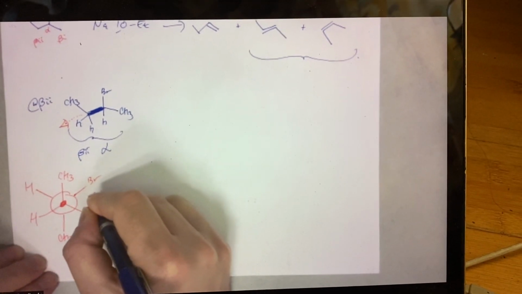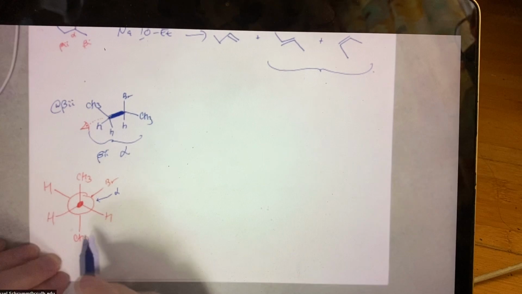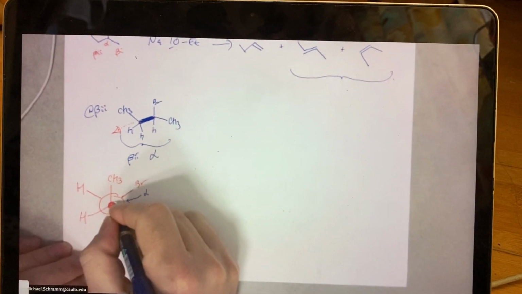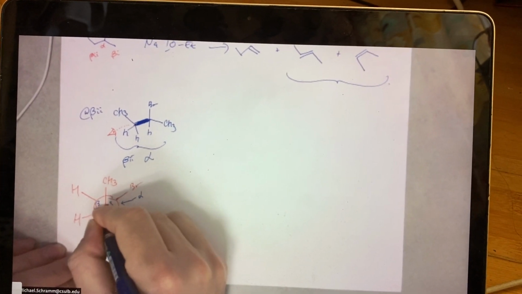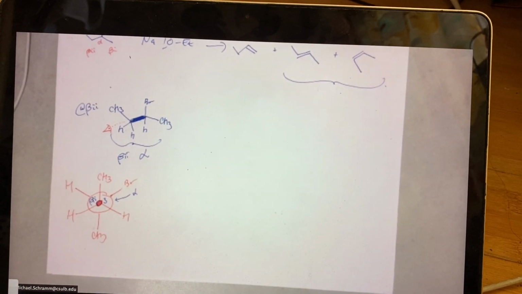The alpha carbon is hiding in the back here. That's the number 2 carbon. And this carbon here is number 3 in the chain. And this is our beta 2 carbon right here. Okay, so that's our reference point.